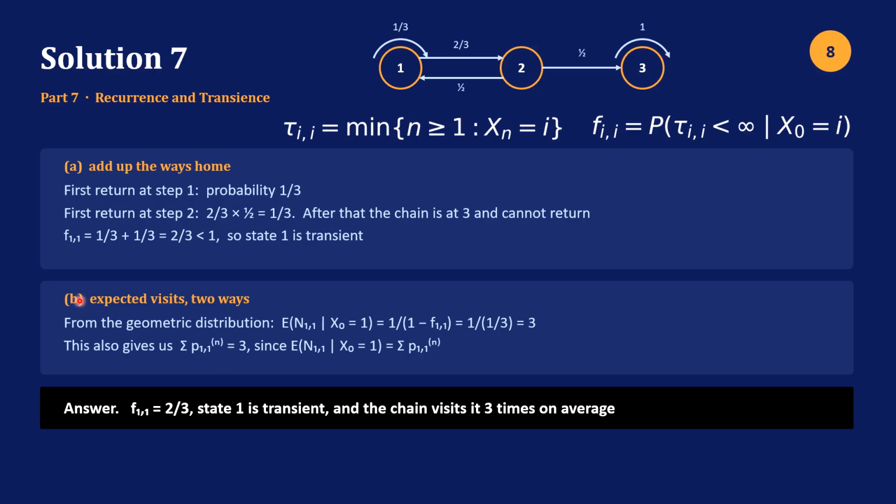And then we were also asked to find the expected number of visits, and we had a formula for that. It was 1/(1 minus f_{1,1}), and we computed f_{1,1} to be 2/3. So you get 1 minus 2/3 is a third, and then you get 3.